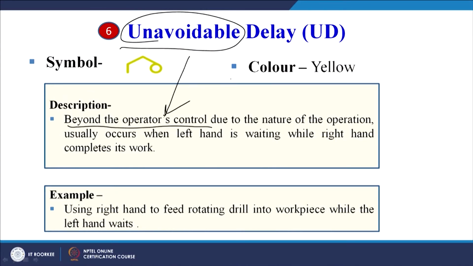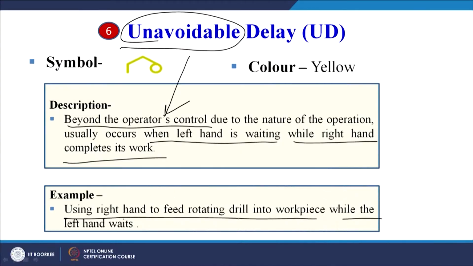So unavoidable is beyond the operator's control due to the nature of the operation. Suppose the left hand is waiting while the right hand completes its work. So it is unavoidable delay. Using the right hand to feed the rotating drill into the workpiece while the left hand waits. So for the left hand it is unavoidable delay, it has to be there. The symbol is also given here.